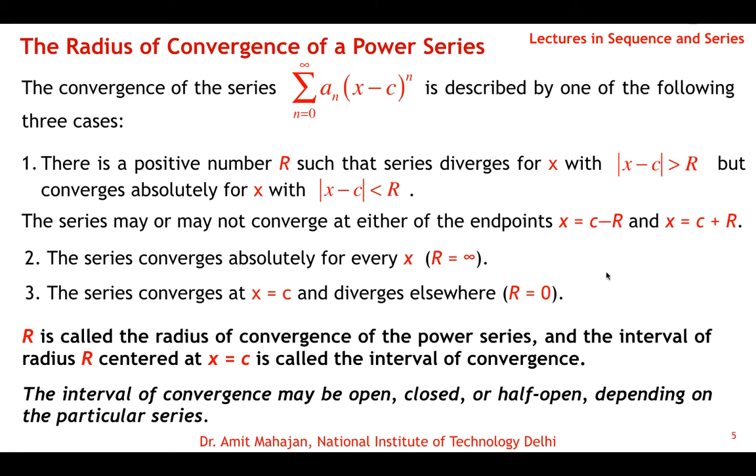Because we have to calculate the convergence and divergence at the endpoints separately, depending upon how they behave, the interval may be open, closed, or half open, and so on.